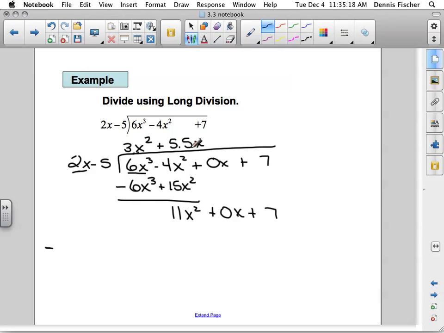Will it always be plus on the top? Well, it depends if you're working with a negative. We'll see some different problems. We're going to practice a few here.